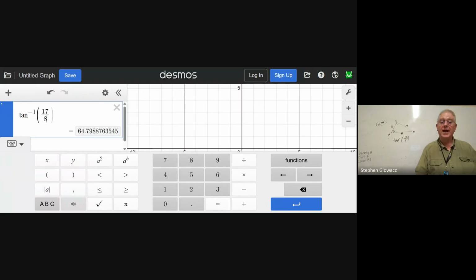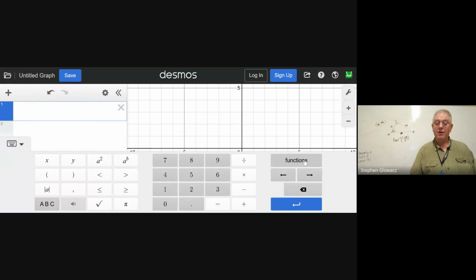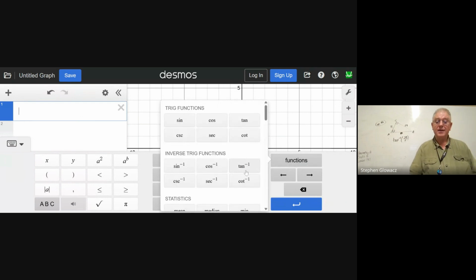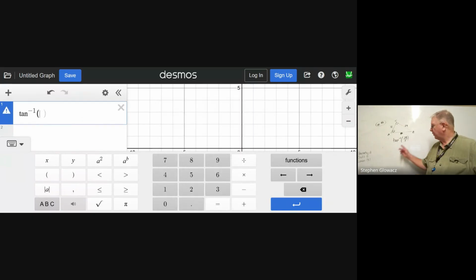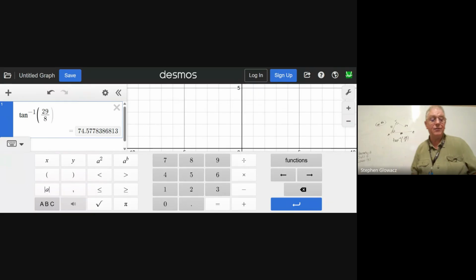All right, so let's go ahead and do that. Go back to our Desmos screen. And let's go over again how to type that in. So we're going to bring up the keyboard, go over here on the upper right to functions, and click inverse tangent, the tangent with the -1. And we want to do 29 over 8 or 29 divided by 8. And that's 74.5.